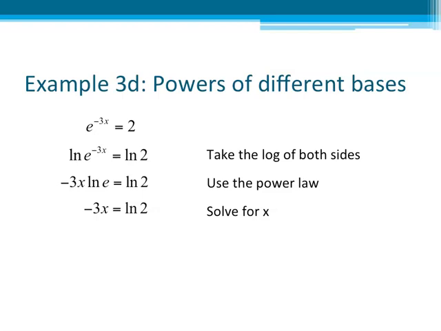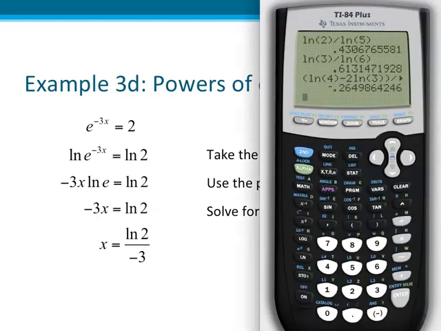Now let's solve for x. So x is equal to ln of 2 divided by negative 3. And again, just be very careful when you put it into the calculator and make sure you are accounting for all the parentheses. And it looks like our answer comes out to be about negative 0.231.